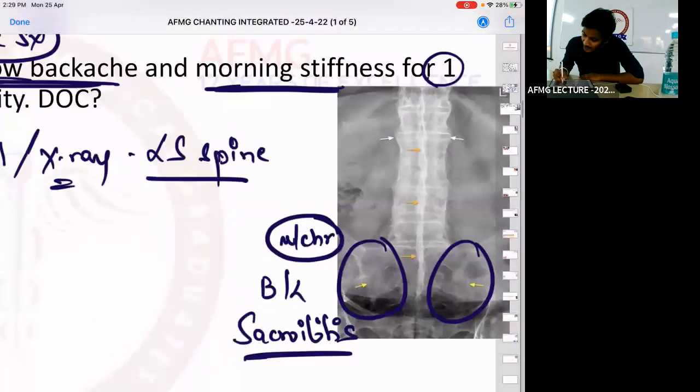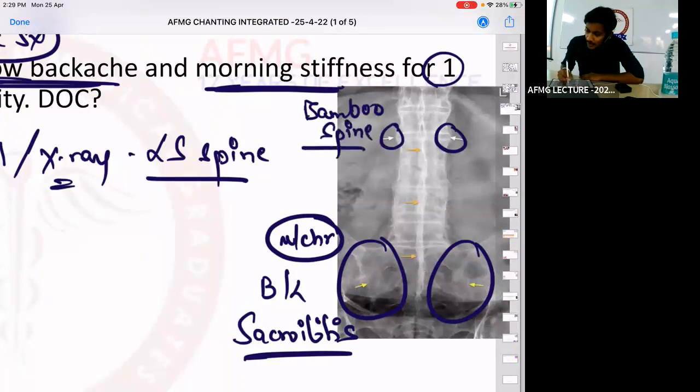Apart from that, definitely due to fusion of the intervertebral disc, you can see a bamboo spine. Due to fusion, you can see the bamboo spine. And due to calcification of the interspinous ligament, you can see which sign? Dagger sign. Due to calcification of the interspinous ligament, you can see the dagger sign.